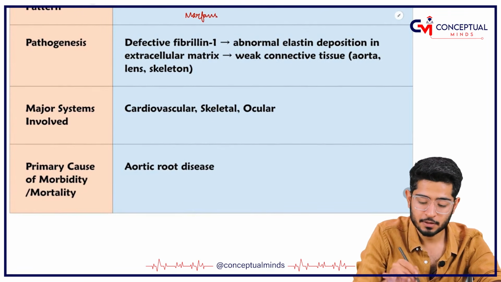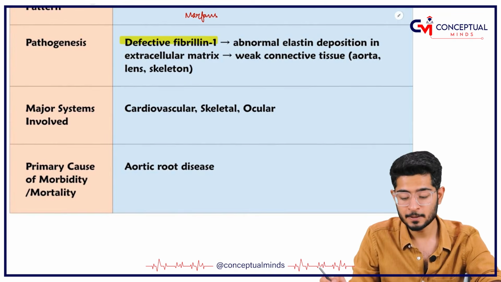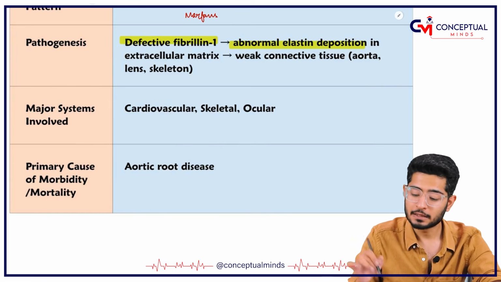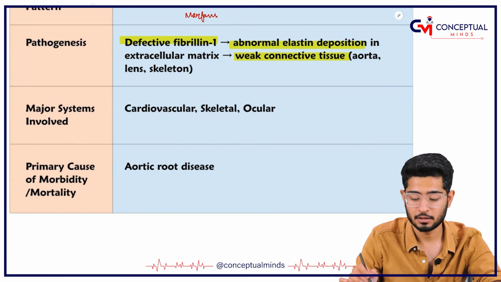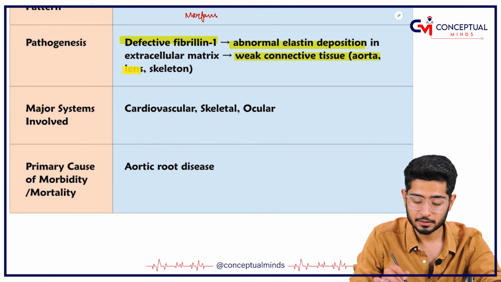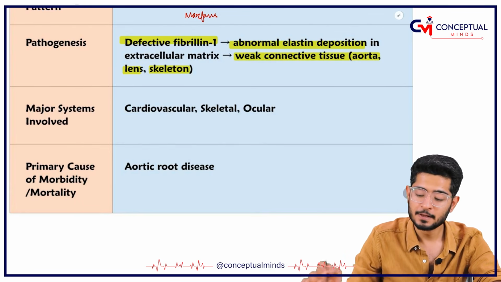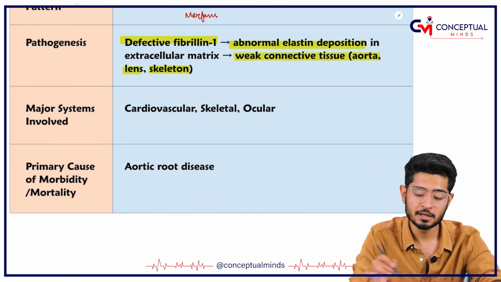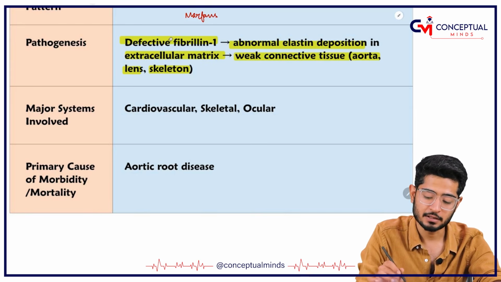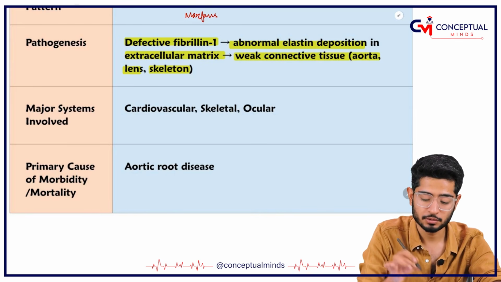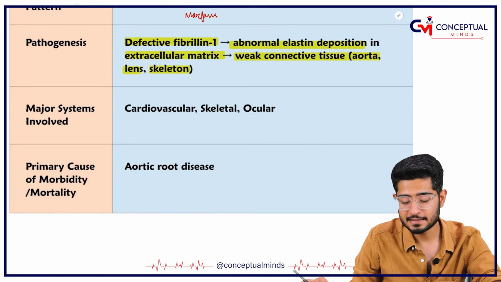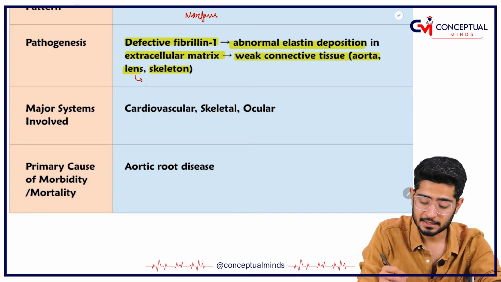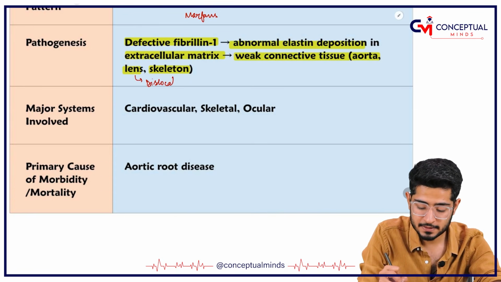Because of the defective fibrillin 1 gene, there is abnormal elastin deposition in the extracellular matrix, which is going to cause weak connective tissue like the aorta, the lens, the skeletal muscles. They are weak because elastin is getting deposited in the extracellular matrix and they are not going to support the aorta, the lens, the skeletal muscles, and that's why the lens is not going to be in place and there will be dislocation of the lens.